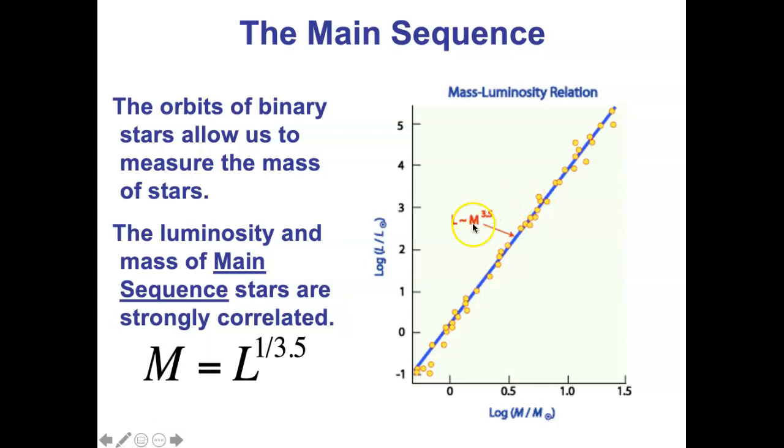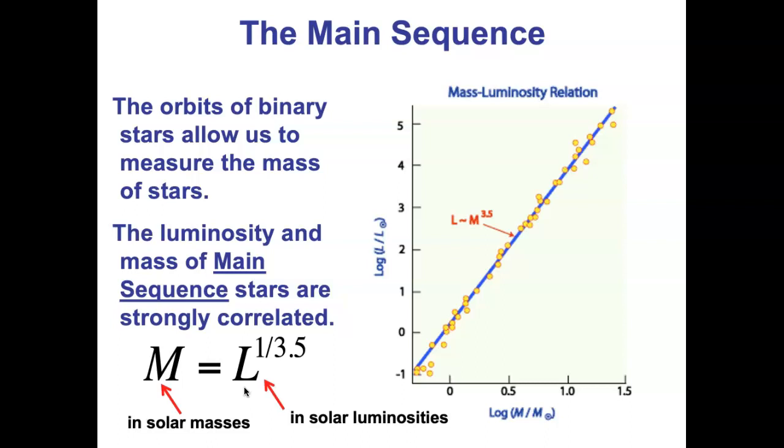So the relationship between the luminosity and mass is that luminosity is proportional to the mass to the 3.5 power. That's the equation for this trend line. Which means if we take this equation and rearrange it, the mass of these main sequence stars is proportional to the luminosity to the 1 over 3.5 power. And this equation, by the way, is in solar units. So the mass of the star in solar masses equals the luminosity in solar luminosities to the 1 over 3.5 power.